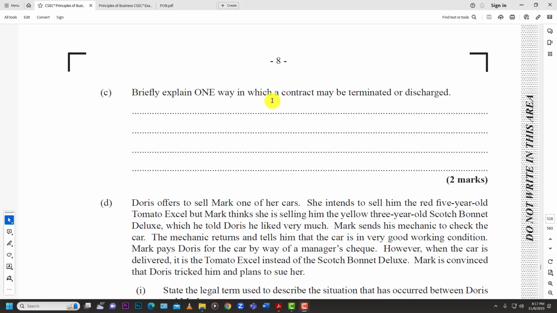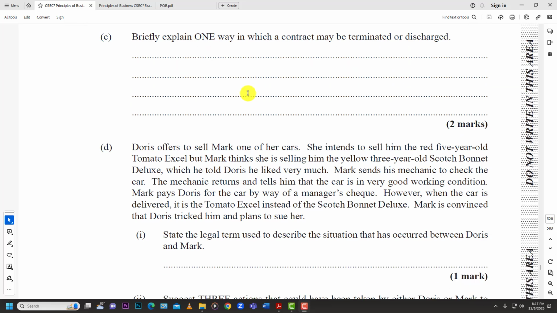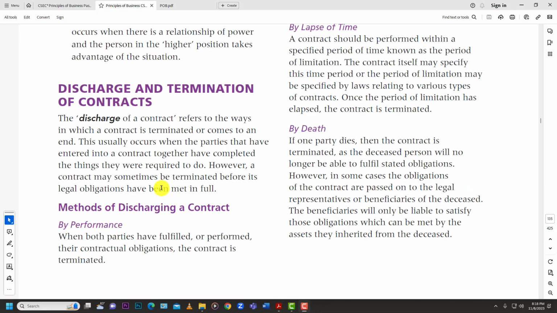Okay, C. Briefly explain one way in which a contract may be terminated or discharged. And we have a number of ways in which a contract can be terminated or discharged. So discharge simply means that the contract has come to an end. Of course, you can look at my full video on contracts to get a better understanding for that one.